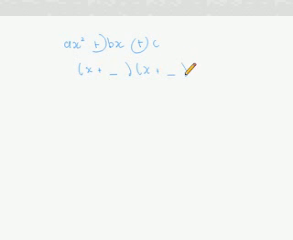Right, still continuing with the theme of factorizing trinomials. What we looked at in the previous example was where the function had the form ax squared plus bx plus c, where they both had a positive sign, and we ended up with x plus a value and x plus a second value. What happens now if you have ax squared minus bx plus c?